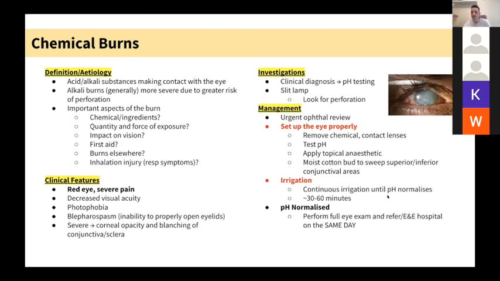And just try and clean out the area. And I think the main thing to know is that you want to do irrigation, so using an eye bath for at least 30 minutes to an hour. And then the rest, have a quick read through that. It doesn't really come up that often.